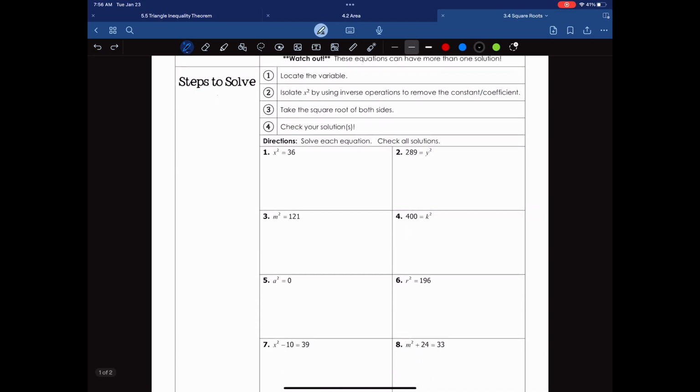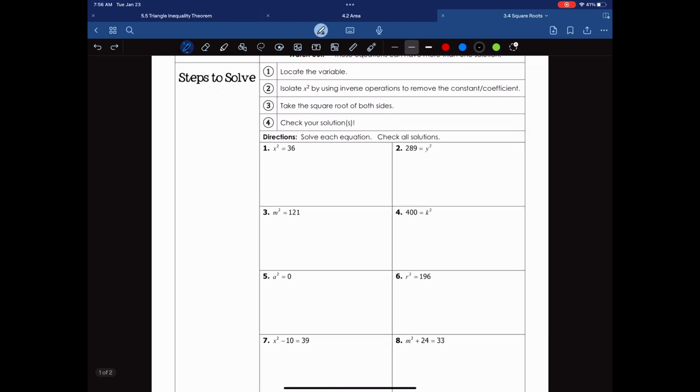So just follow along on a piece of paper. I'm going to tell you which ones I want you to turn in. If for whatever reason we're not in school tomorrow, we'll turn it in the next day.